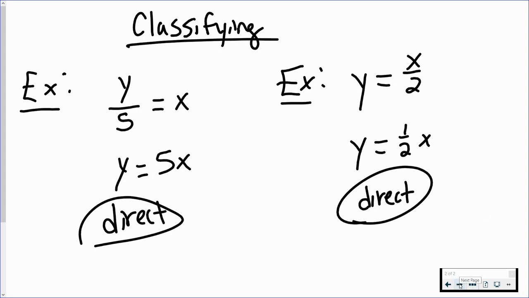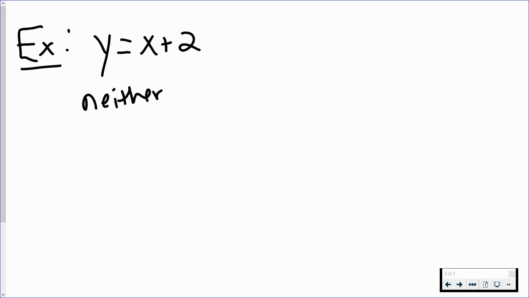Let's take a look at a couple more. Let's say we have y equals x plus 2. That does not fit at all with either model. That doesn't have a number times x. It doesn't have a number divided by x. And there's no way to rewrite that. The only thing we could do is subtract it over, but that 2 is then going to be subtracted from the y, and it's still not going to fit with either of our types of variation. So this one would be neither.